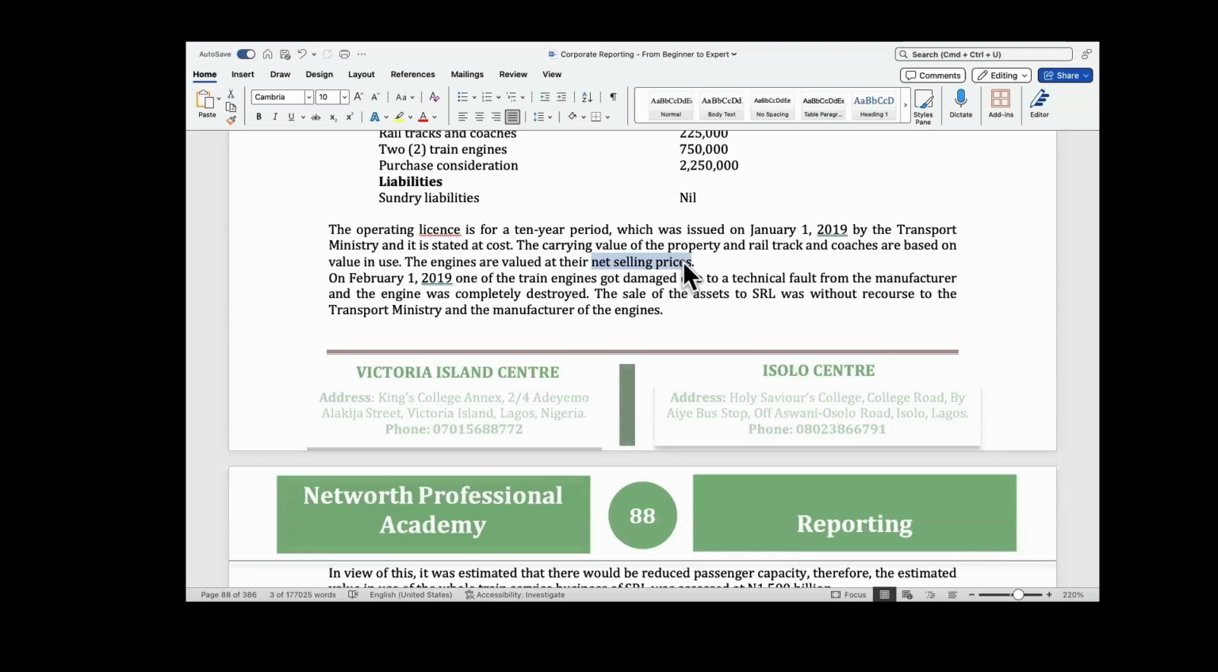It can only go higher. Because that's the essence of impairment. That's the essence of everything we're talking about today: ensuring that the value you put in your books reflects the recoverable amount.